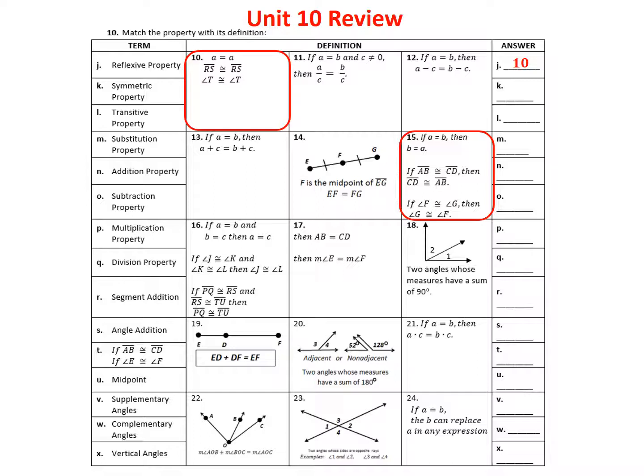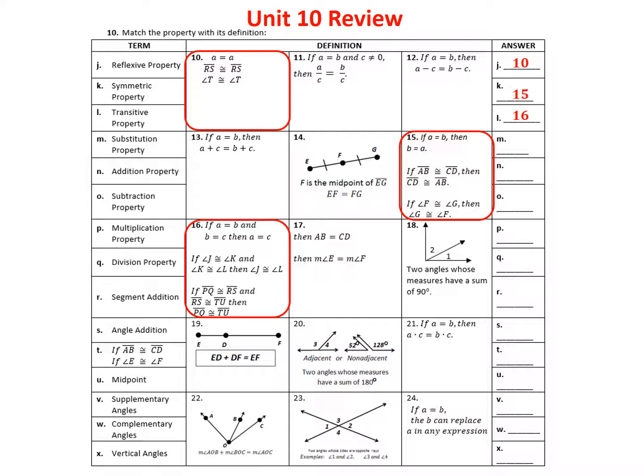If two things are equal to each other, I can switch the order and say they're still equal to each other. So K is 15. The transitive property is one in which if A equals B and B equals C, then we can assume that A equals C. You know, if I'm the same age as my wife, and my wife's the same age as her friend, then I'm the same age as her friend. So if A equals B and B equals C, then A equals C. And we have these not only for equality, but also for segments and angles. So the transitive property L is going to be number 16.